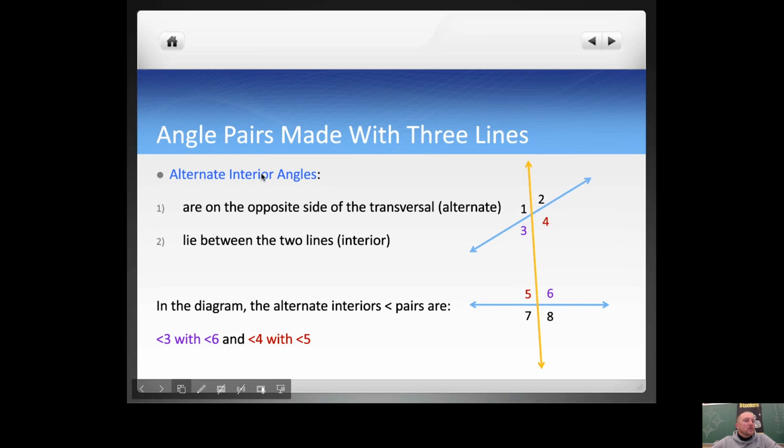You can also have alternate interior. So here's the same diagram, same transversal, same 2 lines, same 8 angles. Alternate means different sides of the transversal. Interior still refers to these 4 angles in between the blue lines. So alternate interior would be like angle 4 and angle 5. Also, angle 3 and angle 6 are alternate interior. So now we know consecutive interior angles and we know alternate interior angles.